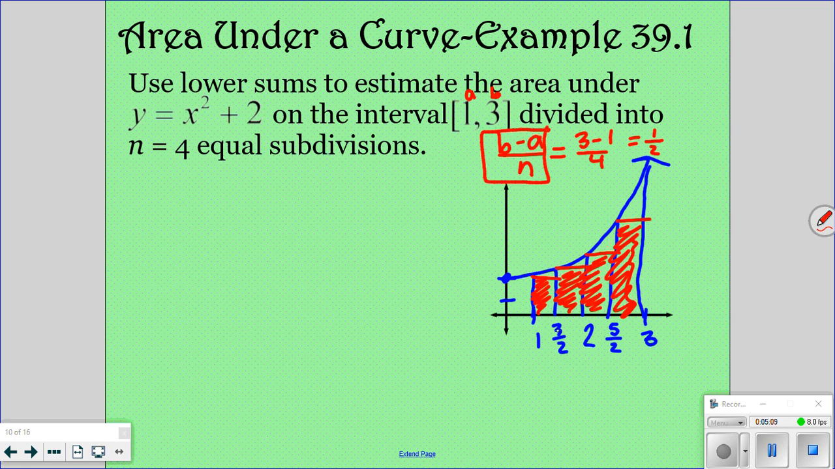So the length down here of the rectangle, the base, is 1/2, and the base on each of our rectangles is 1/2. So all of them are going to be multiplied by 1/2. And then we just need to find the height of each of them. So the height is going to be going from here to this point right here. And so we're going to plug in 1 into our equation. So if we plug in 1, 1 squared plus 2 is 3.